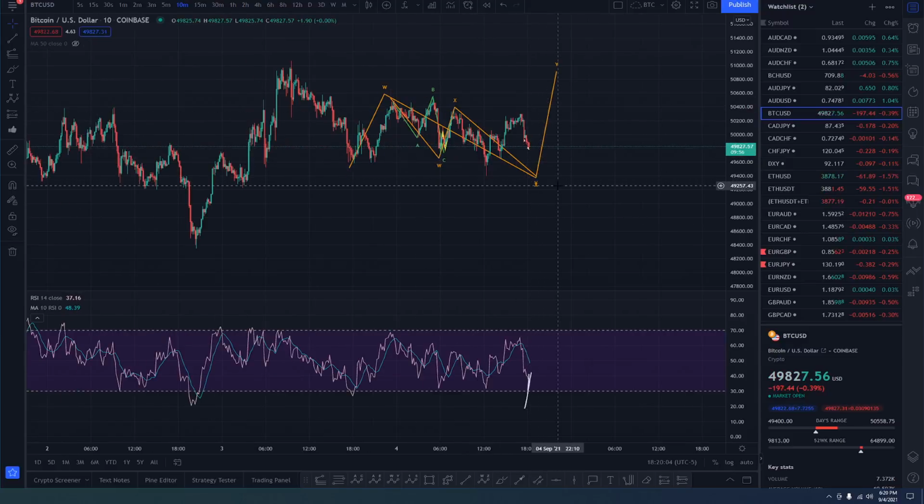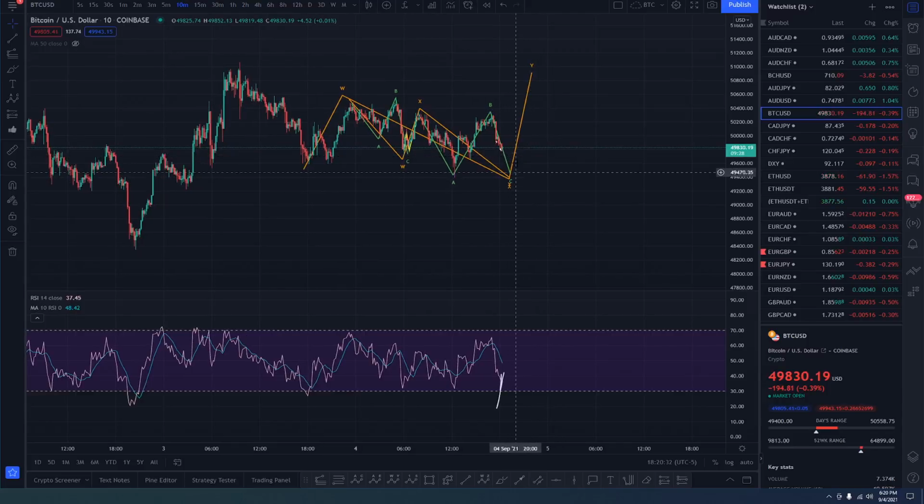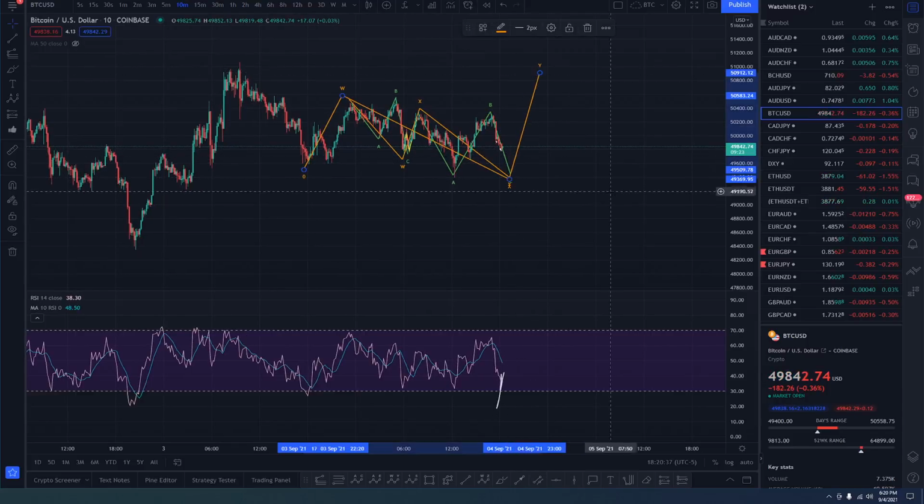We come down here, and this finishes a flat. The flat that finishes is right here. 3, 3, and 5. And that's actually a double flat right there. A W, X, and then a Y. And then after that's finished, we go up. We start going up. Another idea. So I'll save that.